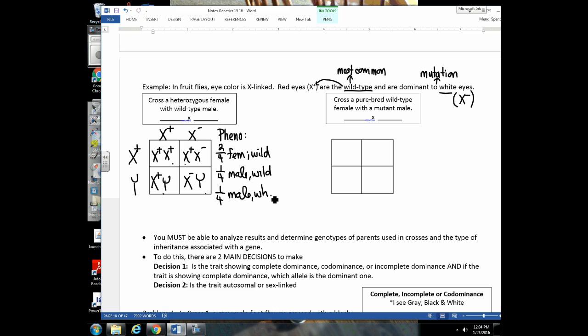The next question says, cross a purebred wild type female with a mutant male. So we're going to have a purebred wild type female. Here she is, X plus X plus. A mutant male would be X minus Y. So she can pass on either an X with a plus or an X with a plus. He can only pass on an X that has that code for white or his Y. So bring him down, take him across.